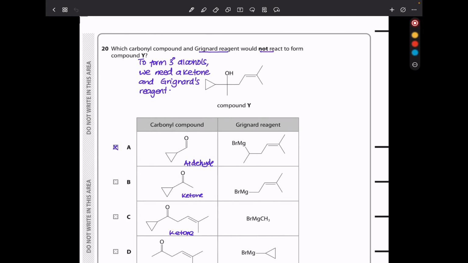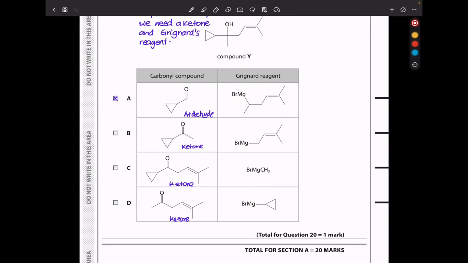In question 20, with which carbonyl compound would a Grignard reagent not react to form compound Y? Looking at this compound, this is a tertiary alcohol. To produce a tertiary alcohol using a Grignard reagent, we will need to use a ketone and then the Grignard reagent. So since here we're looking for something that will not, it means we're looking for something that is not a ketone. So we see this is an aldehyde, this is a ketone, that is a ketone, and that is a ketone. So the aldehyde is the one that is going to be ruled out, and therefore A is going to be my answer.